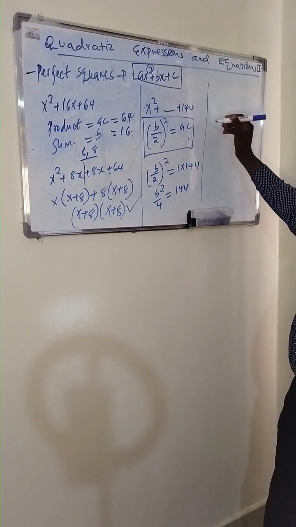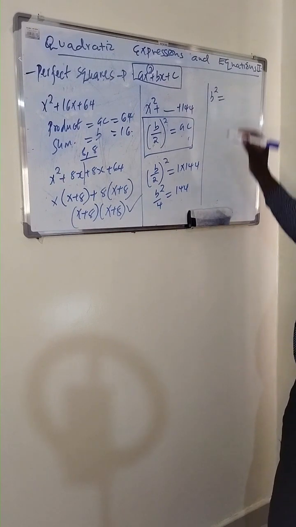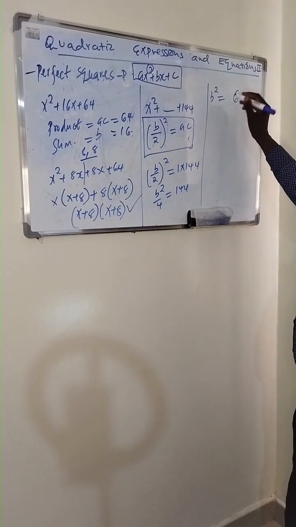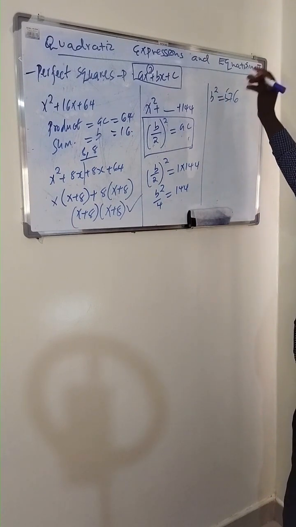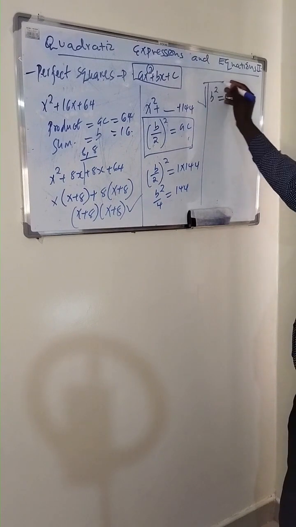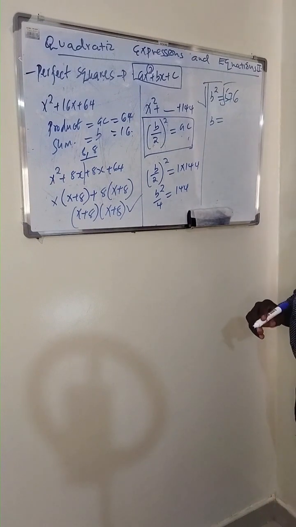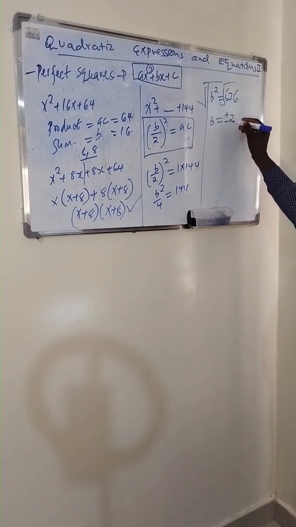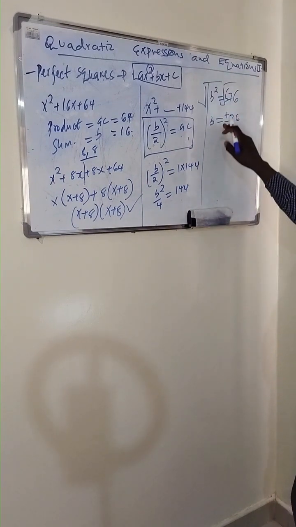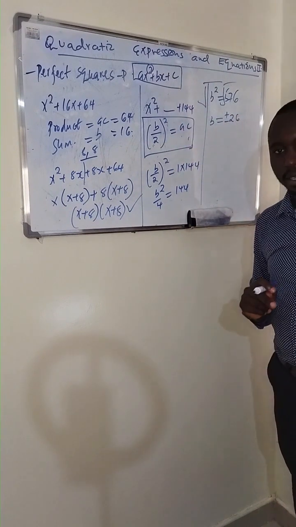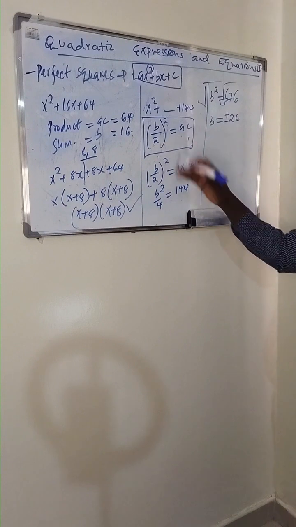So you're going to have b squared being equal to 576. Then you get the square root. So b is equal to plus or minus 26. That is the value of b. So what is missing? It's plus or minus 26. That is how you solve such a question.